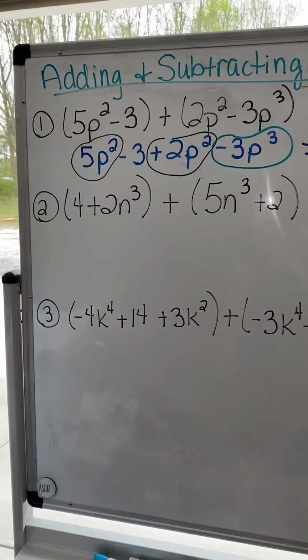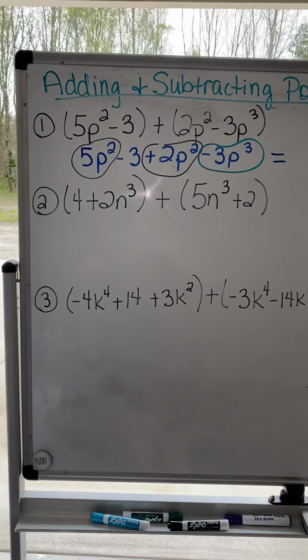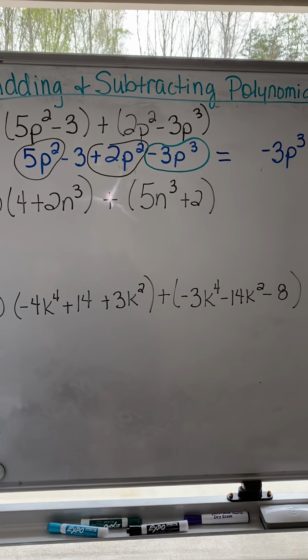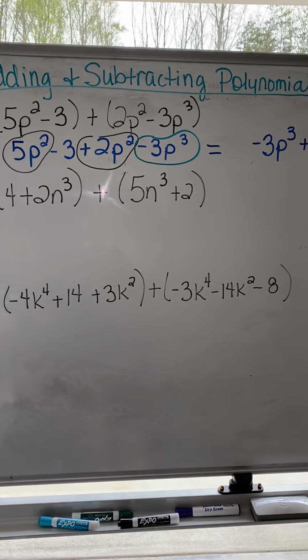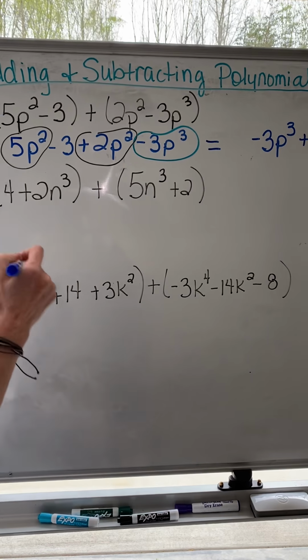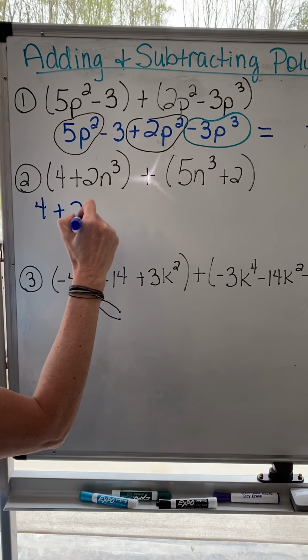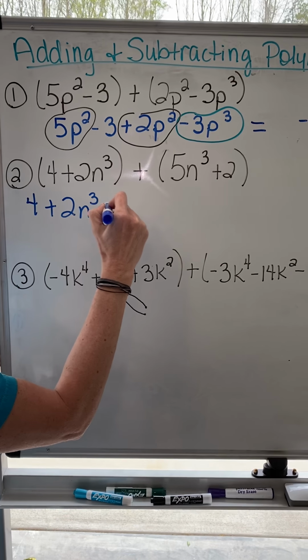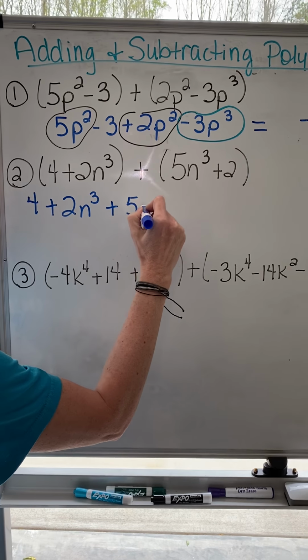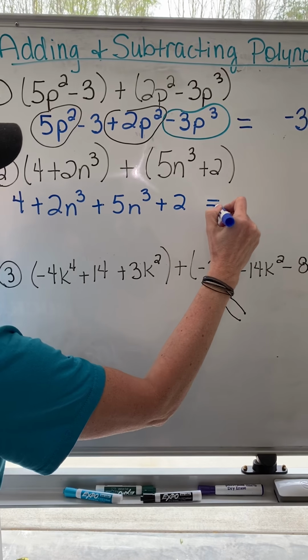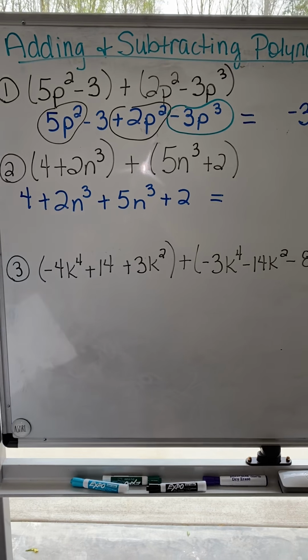All right, number 2, our polynomials are 4 plus 2n to the third and 5n to the third plus 2. Again, I'm going to start by rewriting these without the parentheses. You don't have to do that step, but I think it helps to see what you're actually working with if we just take them out. A good thing about this problem is we have all positives. Don't have to worry about that.